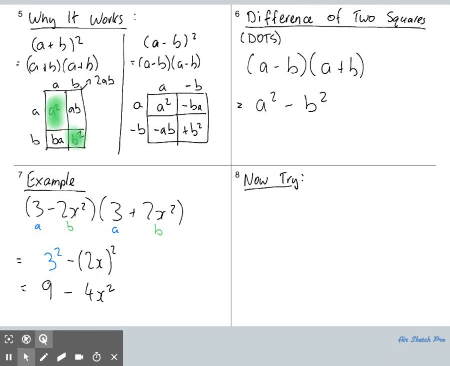Right. Should we use 4x to the power of 4? Yes, thank you. That wasn't me mucking about too much. That's right.